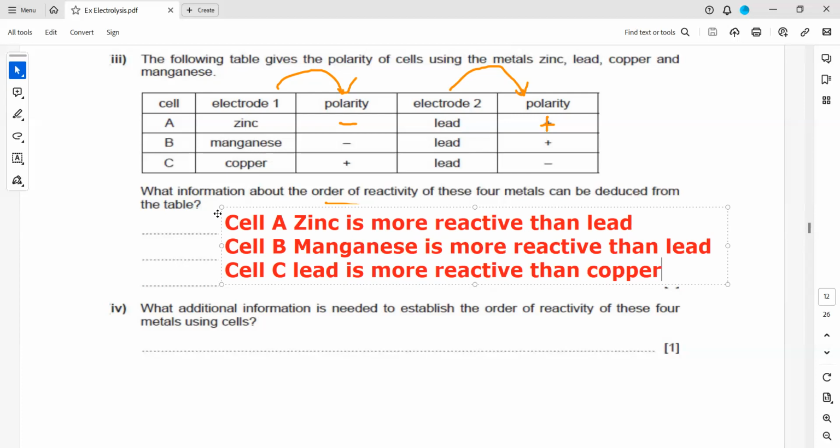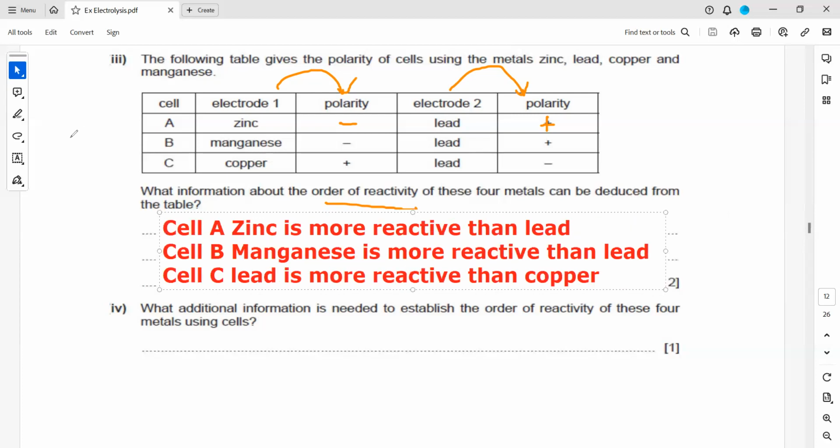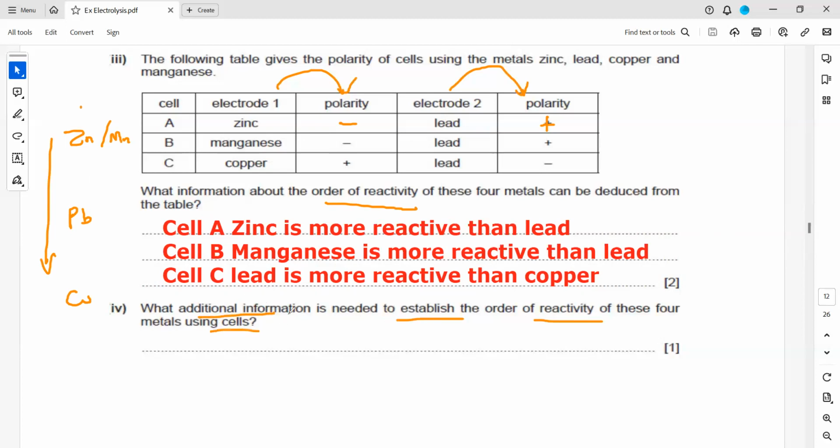Like here, if I set up the reactivity, zinc is more reactive than lead. Manganese is also more reactive than lead, but we don't know which is more reactive between zinc and manganese. And lead is more reactive than copper. So it will be this type of reactivity. What additional information do we need to establish the order of the reactivity of the four metals? What I need is additional information to know the exact position of their reactivities.